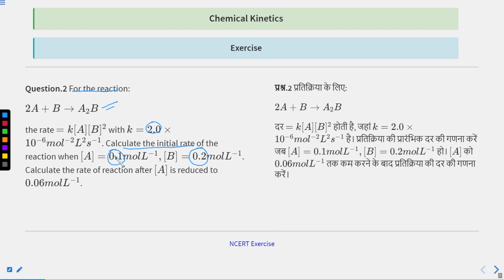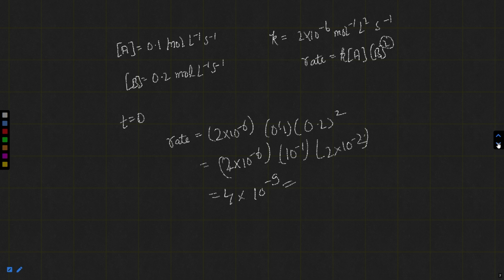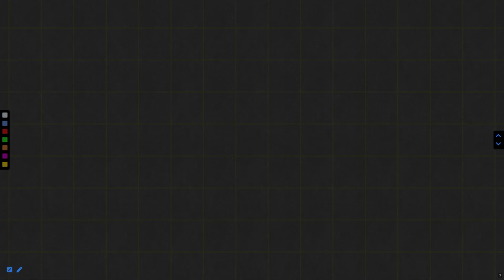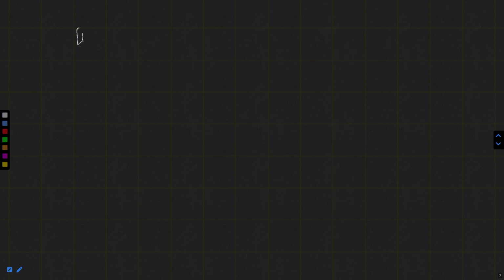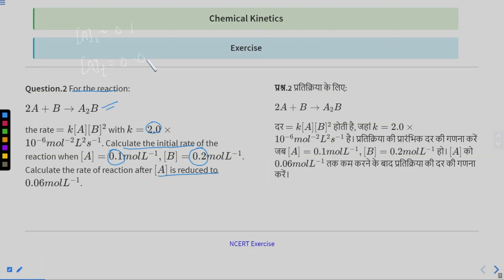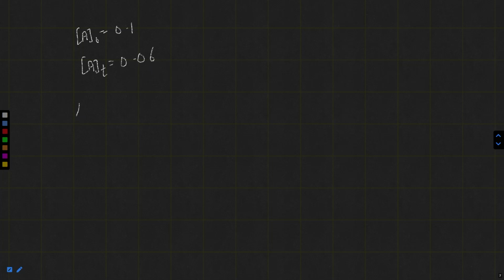Now second question is, calculate the rate of the reaction after A is reduced to 0.06. Okay. So initial concentration of A was 0.1. Okay. I'm just writing it. A naught is equal to 0.1. And at time t, suppose it is reduced to 0.06. Now what is the change in concentration of A? Change in concentration of A is equal to 0.1 minus 0.06. That would give you 0.04. Now we can say that 0.04 mole of A has reacted.